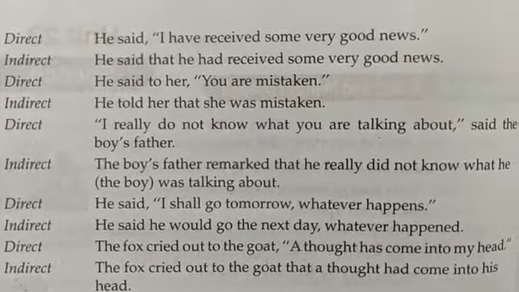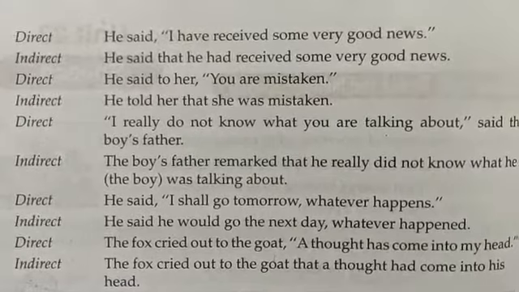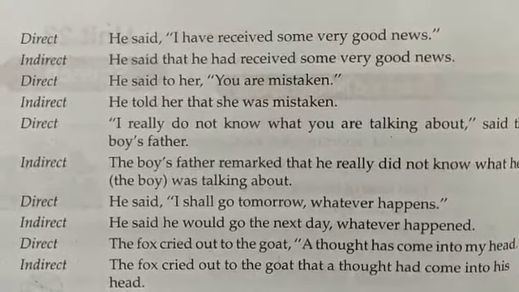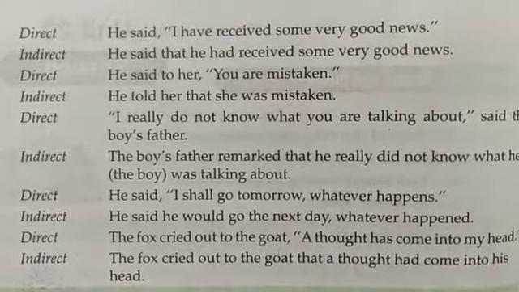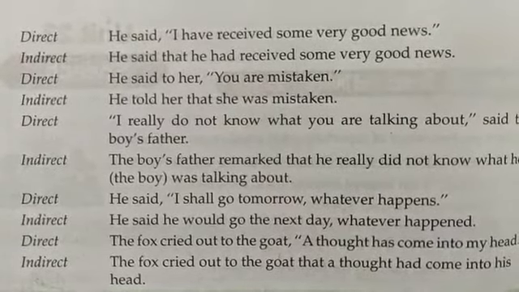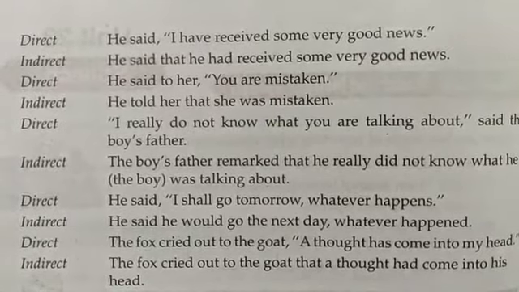He said to her, you are mistaken. He told her, right? Now her is already in the third person, so her will remain the same. The conjunction that is used. Now you, that is being spoken to, the second person, has again changed to the third person. She was mistaken.